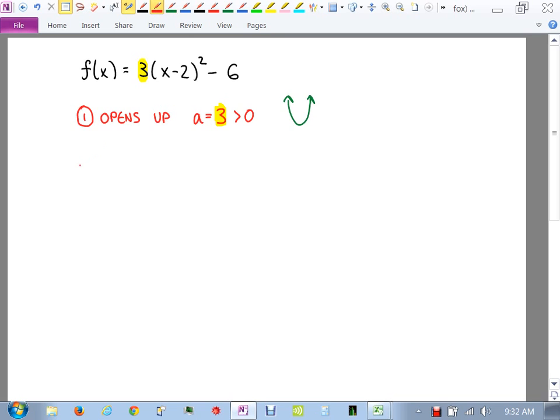What's the next step? Vertex. So I just need to identify H and K. So H is the opposite of what you see inside the parentheses. So if you see a -2, that means that your H is actually +2.